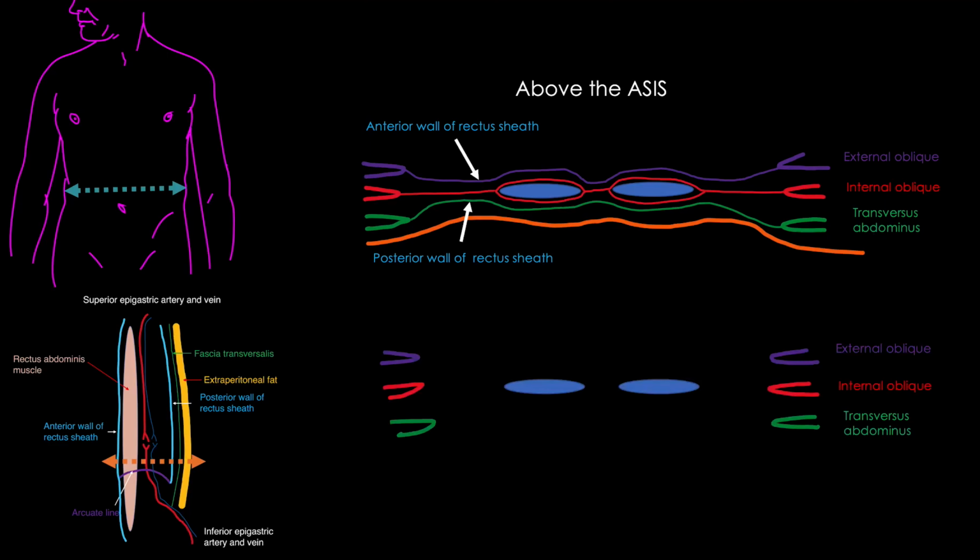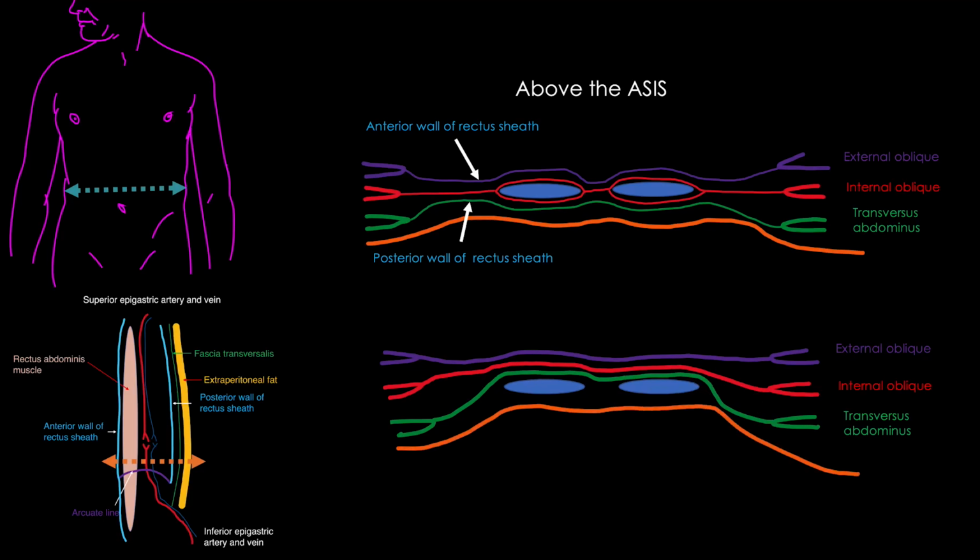Now let's look below this dotted line and see the organization. What we will see here is the same rectus abdominis muscle, but what happened? All these aponeurotic parts of my external oblique, internal oblique, and transversus abdominis have gone in front of the rectus abdominis muscle. As a result, and there is my fascia transversalis, we only have the anterior rectus sheath.